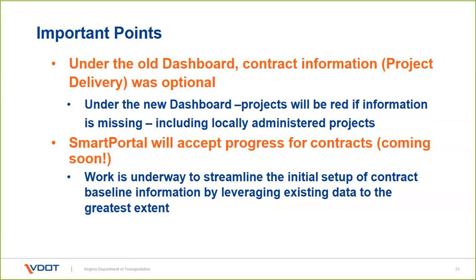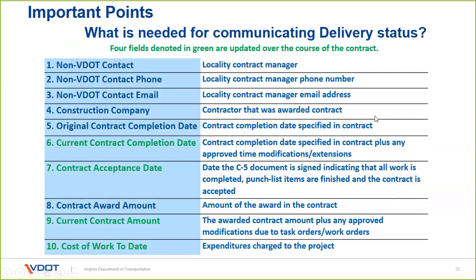We talked a little bit earlier about what information is needed. This slide gives an overview of really 10 pieces of information. Most of this you saw on the slide already, like who's the contact, the phone and the email, the construction company, that sort of thing. A lot of these are one-time setups. The ones there in the green are 4 pieces of information that would need to be updated throughout the life of the contract. If there is a work order on it, that's a current contract. That would be the current contract completion date. That's what we use for that.